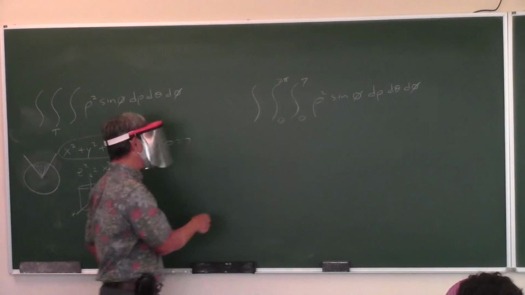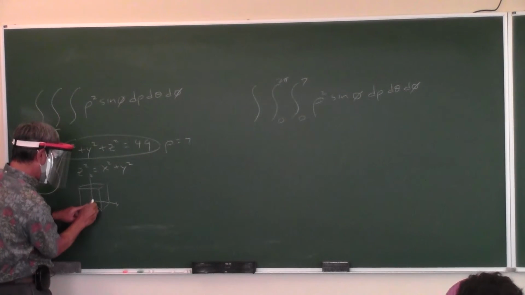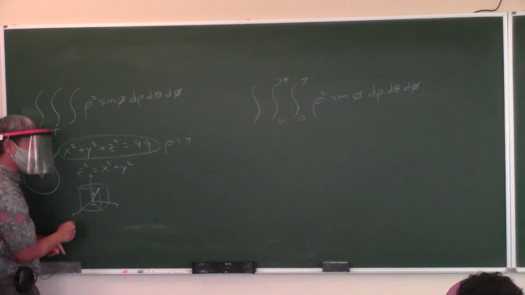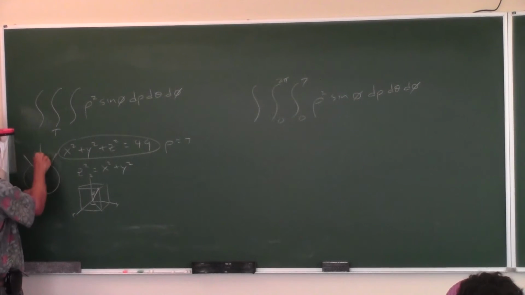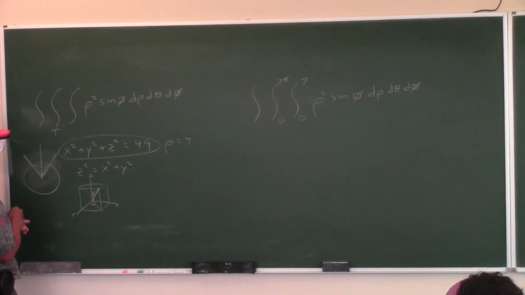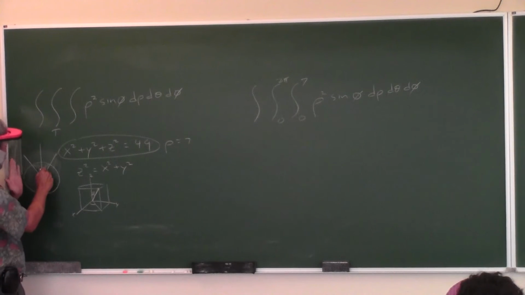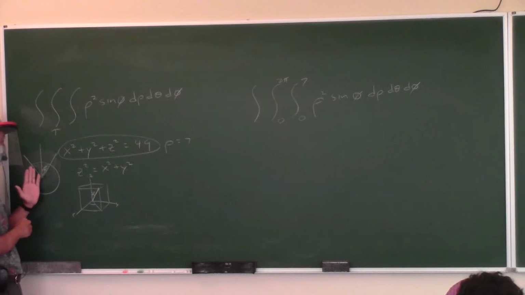And then what about phi? Phi is the angle, remember, if this is rho, phi is this angle right here. So here's the vertical, the positive z-axis. Phi is going to go from here to here. So we have to figure out what that angle is right there. How do we figure out that angle?